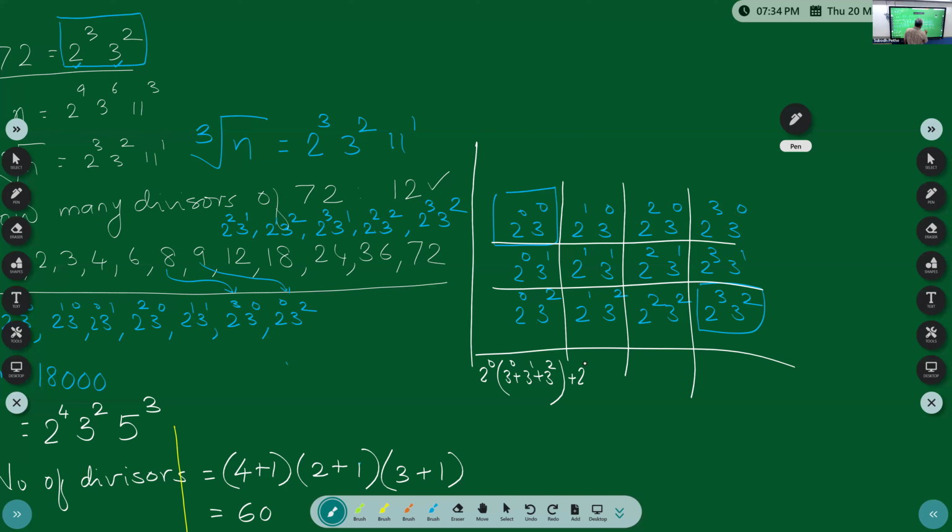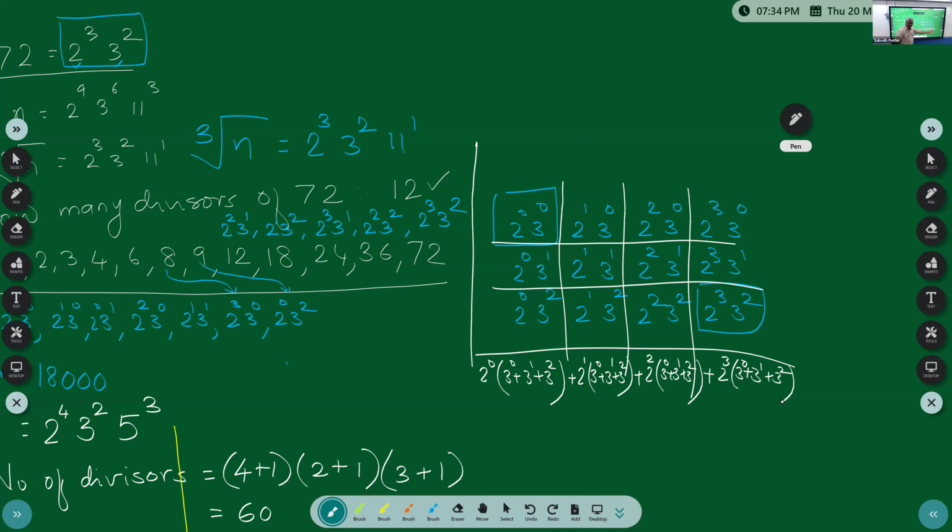So I take 2 raised to 1 common, inside the bracket 3 raised to 0 plus 3 raised to 1 plus 3 raised to 2, plus 2 raised to 2 common, inside the bracket 3 raised to 0 plus 3 raised to 1 plus 3 raised to 2, plus 2 raised to 3 common, inside a bracket 3 raised to 0 plus 3 raised to 1 plus 3 raised to 2. This is one part of the story. Still, this is not easy.